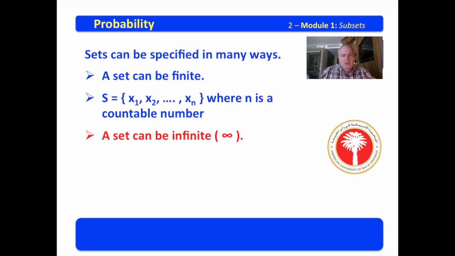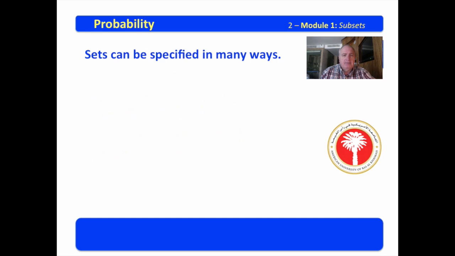A set can also be infinite. Here's a representation of an infinite set. T is equal to the set of x1, x2, on out to x sub infinity.